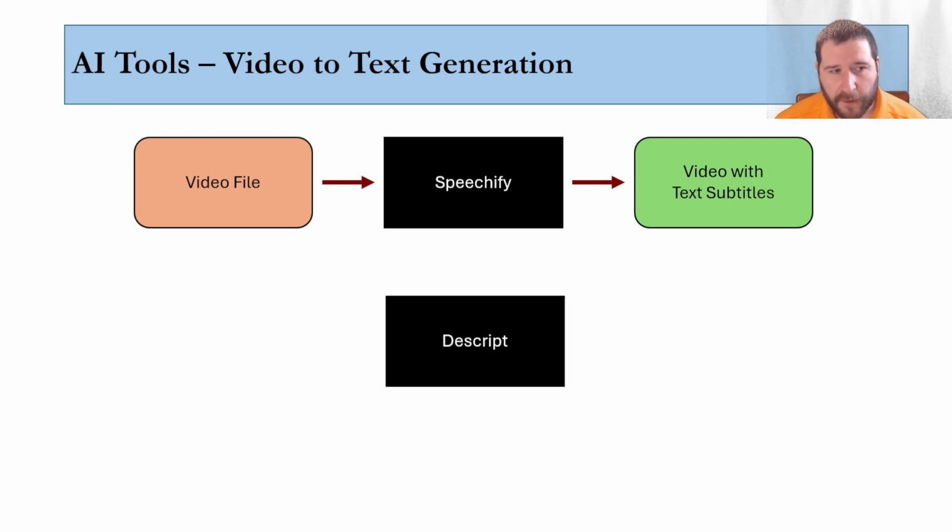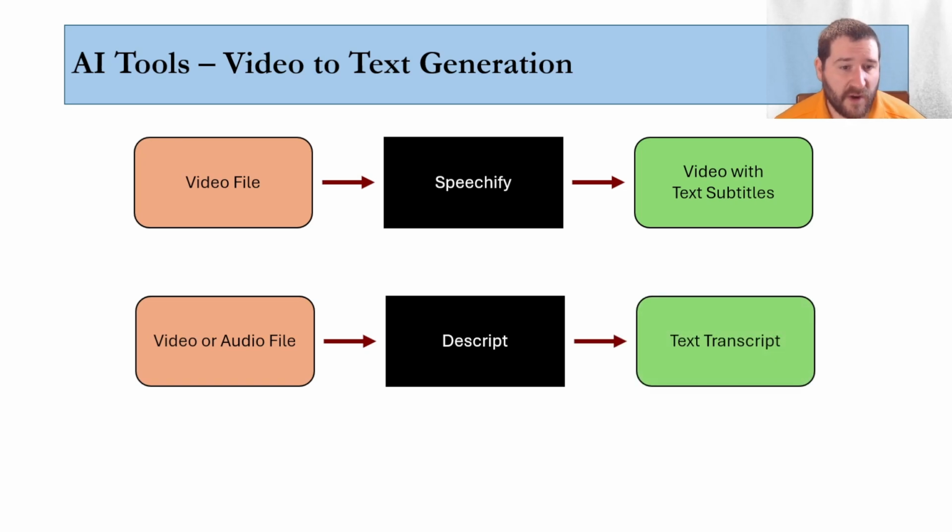The program Descript takes a video or audio file and gives you out a text transcript. Okay, this is really good for all my qualitative researchers out there, right? If you're doing interviews and you want to turn something into a text transcript, right? Check out Descript. Check out AI's ability to do that.